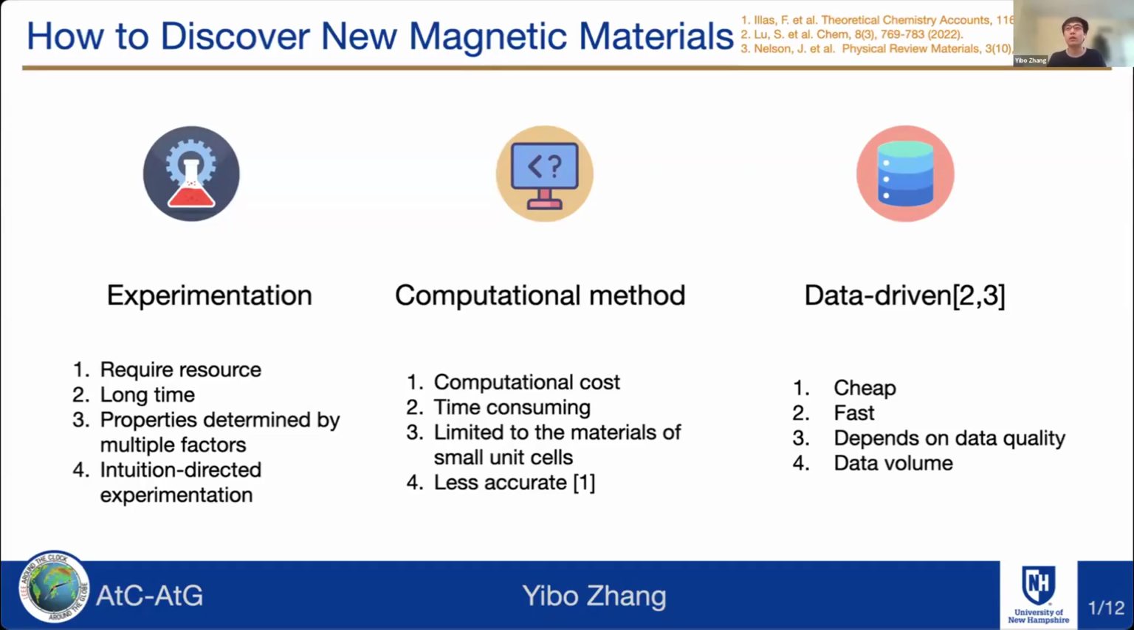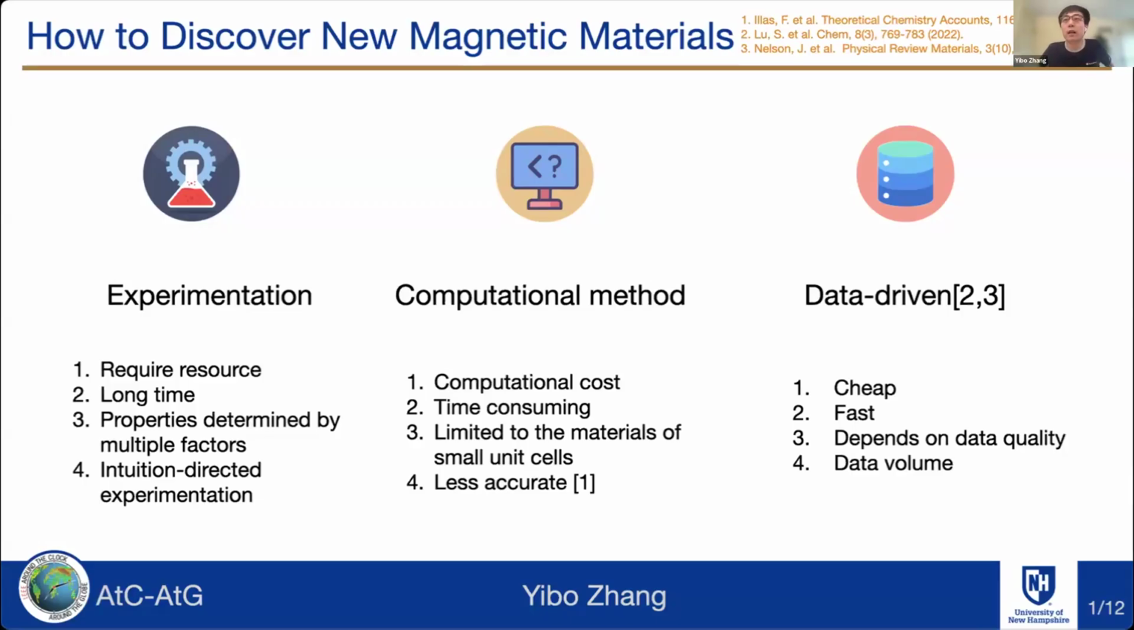The second way is to do the computational method, like the DFT calculation. Well, they can be faster than the experimental method, but the computational cost is also very high. It's also time consuming, and because of these two reasons, it is limited to a small unit cell. It cannot be applied to something very large. And the most important thing is that it is less accurate.